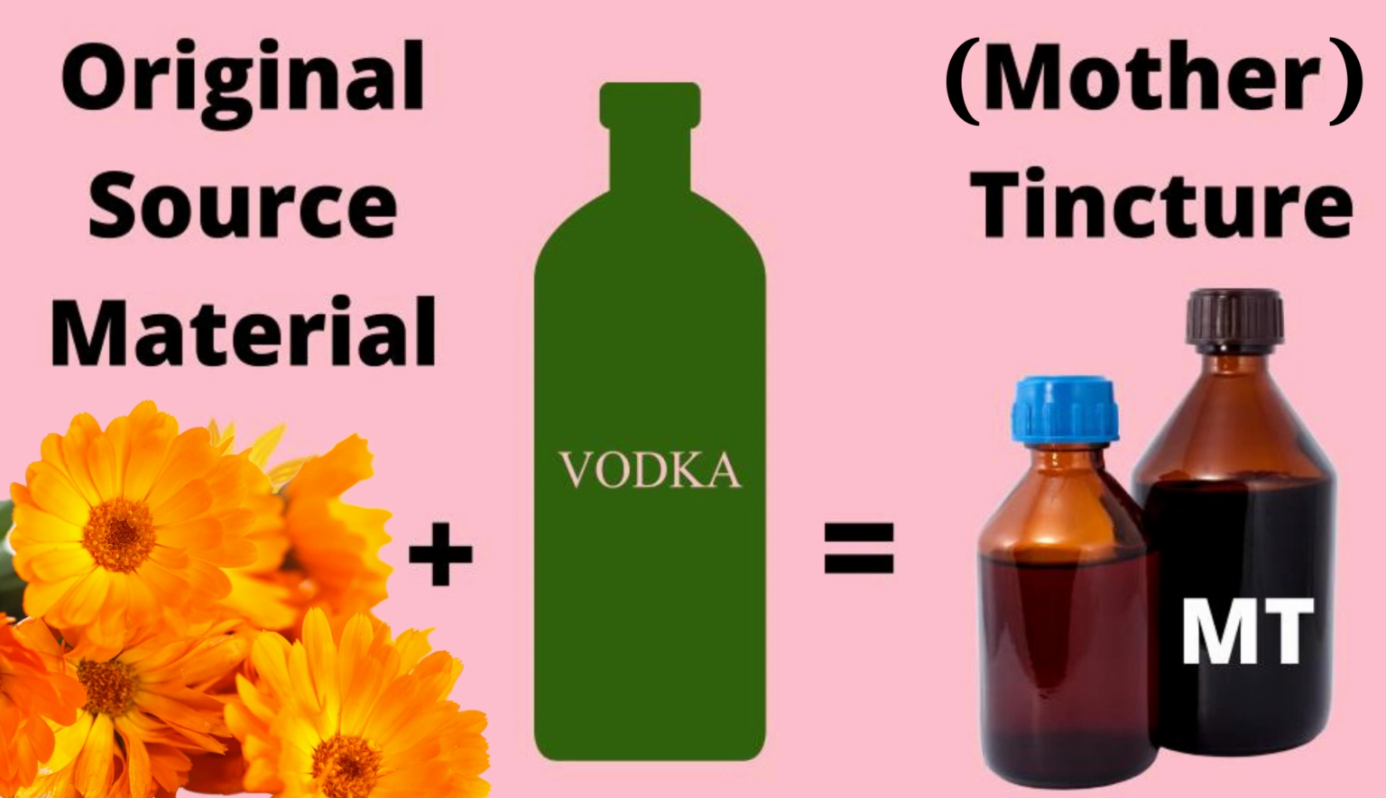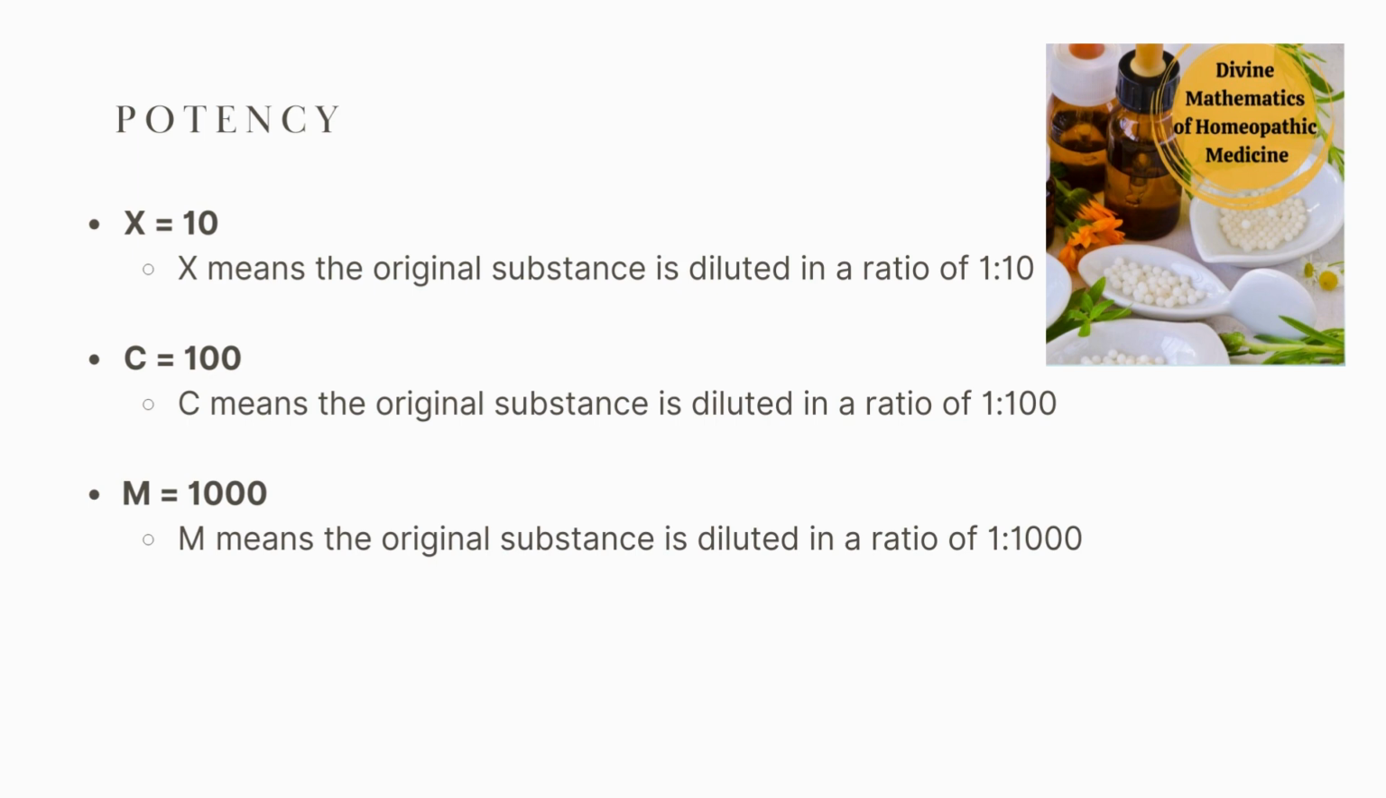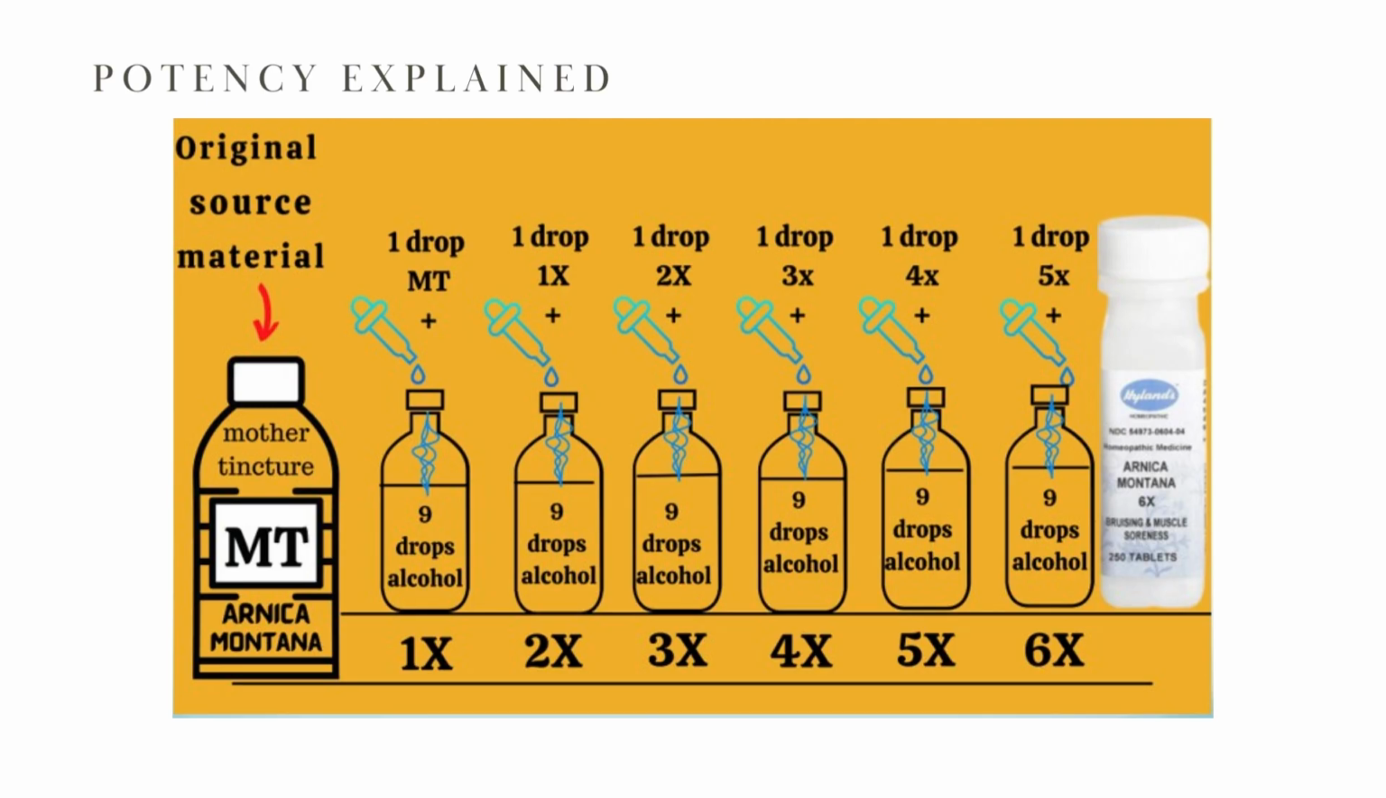Here's your original source, in this case, calendula. Harvest your calendula, you put it in vodka, and you've made yourself the mother tincture. So we're going to look at the Roman numerals here of X equals 10, C equals 100, and M equals 1000. These are the most common ways that you'll see homeopathy written. X means the original substance is diluted in a ratio of 1 to 10. C, 1 to 100, and M, 1 to 1000.